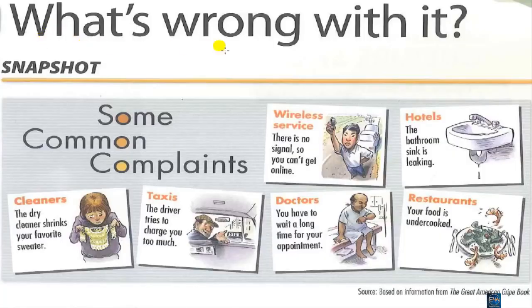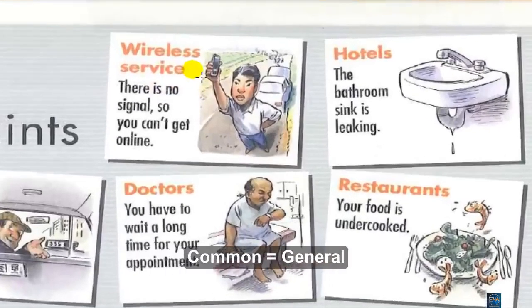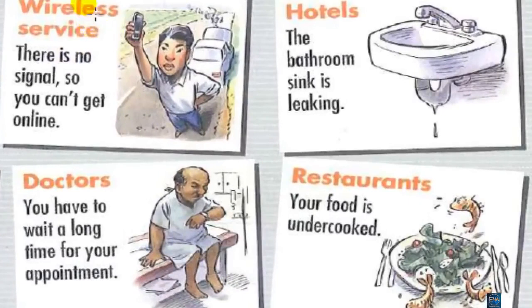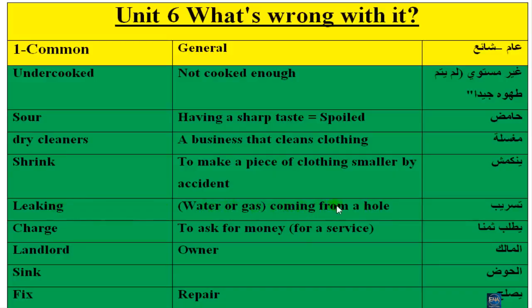Unit 6. What's wrong with it? Snapshot. Some common complaints. Common, general. Complaints. Leaking, water or gas coming from a hole. Also, notice leaking. In America, say leaking. And coming, when I have ing in conversation, we make the G silent. So say coming, doing.